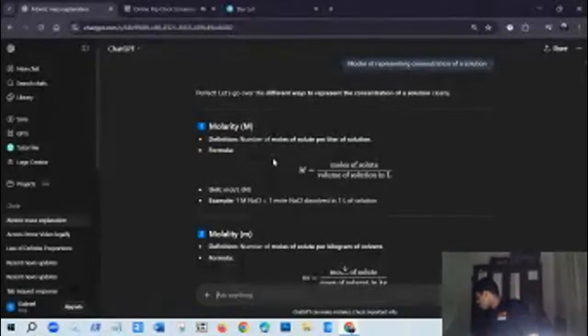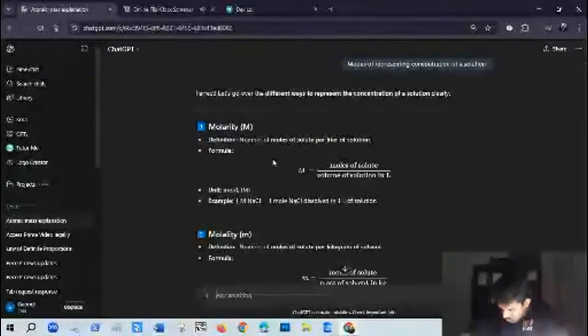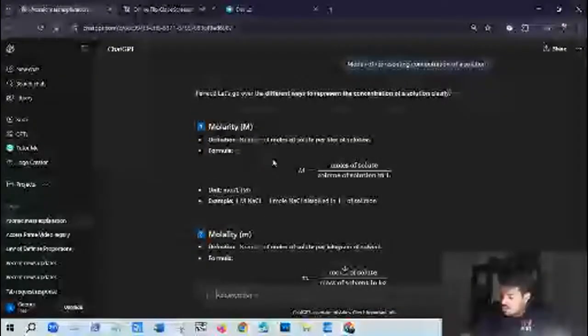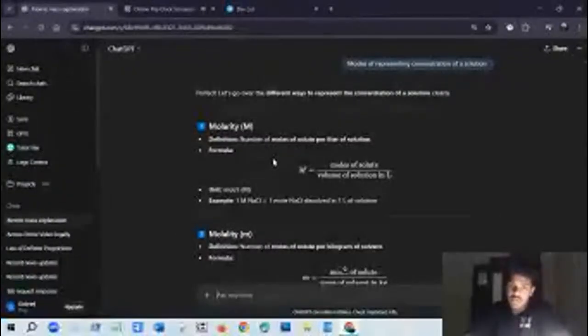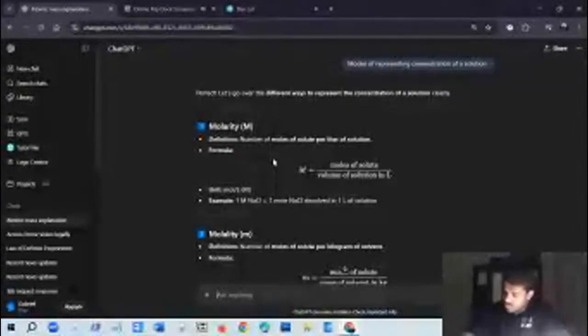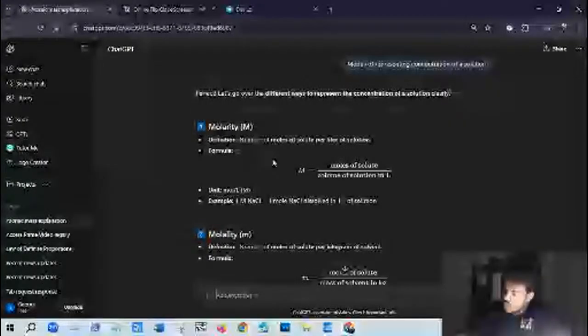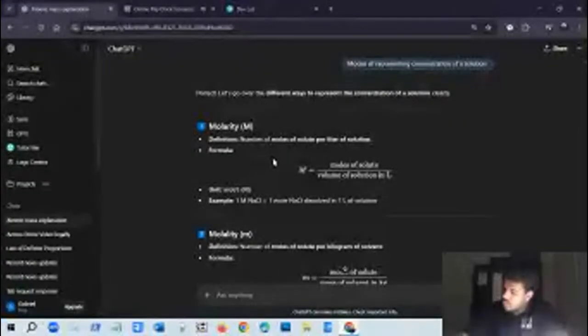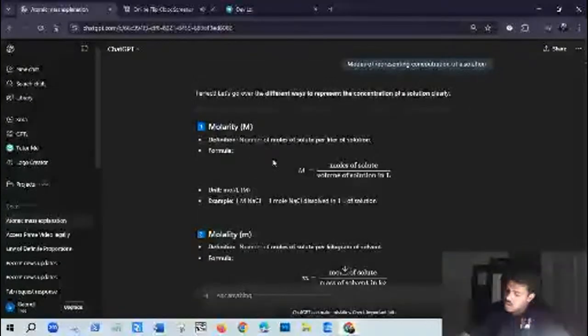So this is the first one. We've got molarity, represented as M. M is moles of solute by volume of solution.